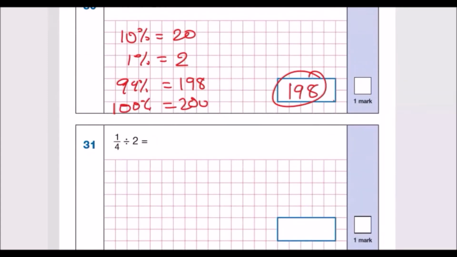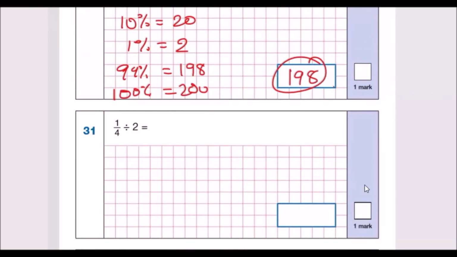Oh, alright, 31. A quarter divided by 2. If you're dividing by a whole number, just think of it as a fraction, 2/1. And because of the rule of division, use the KFC method, okay? I was going to say keep fried chicken. No, it's not keep fried chicken. So keep, flip, and change. So keep the first figure, flip the fraction and change the sign. So it's 1/4 times a half. So you should get 1 times 1 is 1. 4 times 2 is 8. So it's 1/8. Easy.